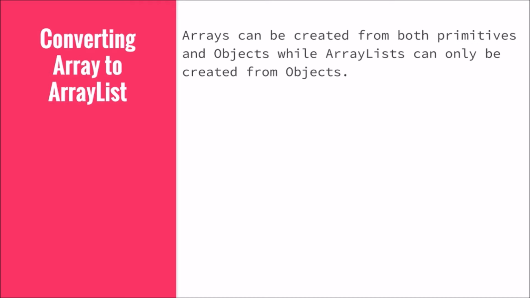One of the major differences between arrays and array lists is that arrays can be created for both primitives as well as objects, while array list can only be created from objects. You cannot create an array list of int or double, whereas that is possible for arrays, and both of them can also have collections of objects.